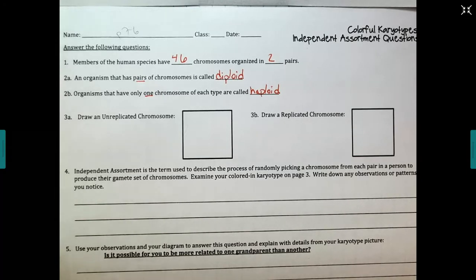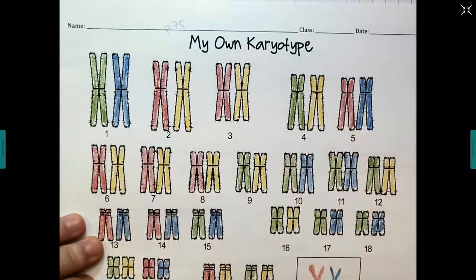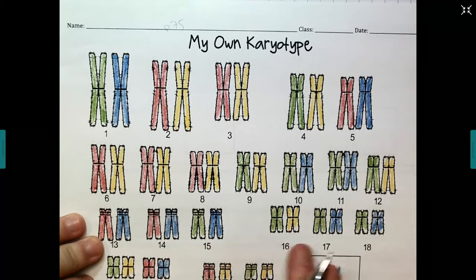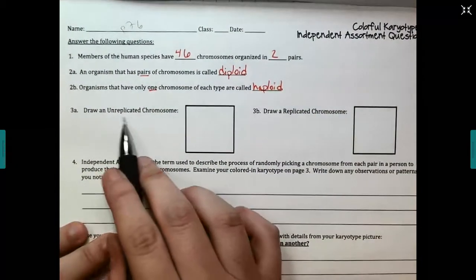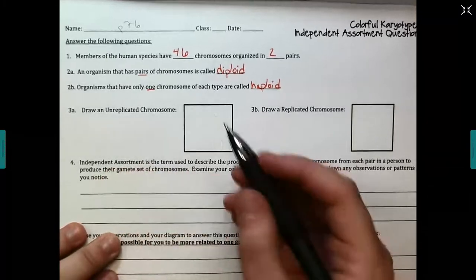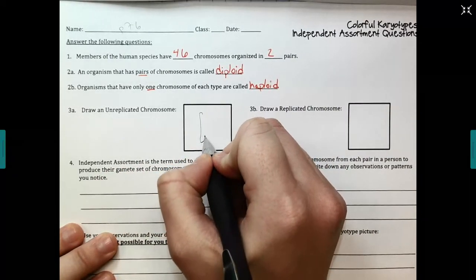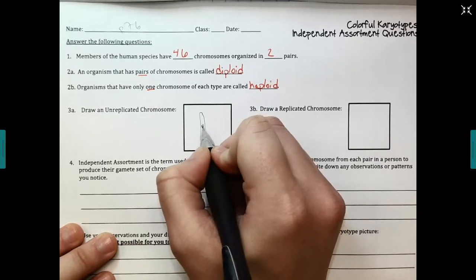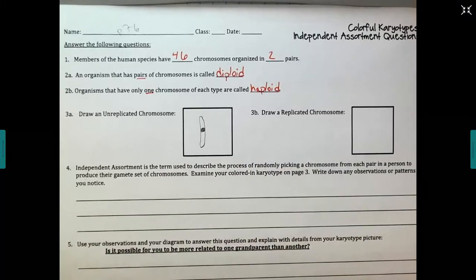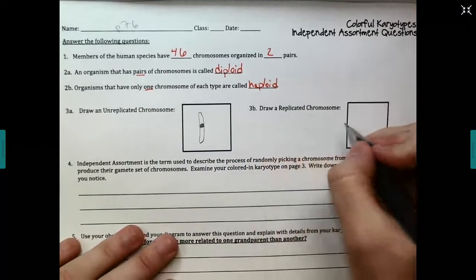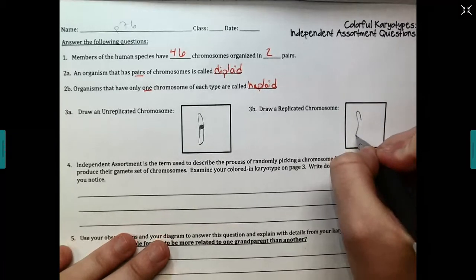But your karyotype right here, right? This is right after fertilization when you get that zygote. So this is diploid. We need to draw an unreplicated chromosome. So basically, that would be just kind of a single chromosome. Put the centromere in, like that. That's unreplicated.